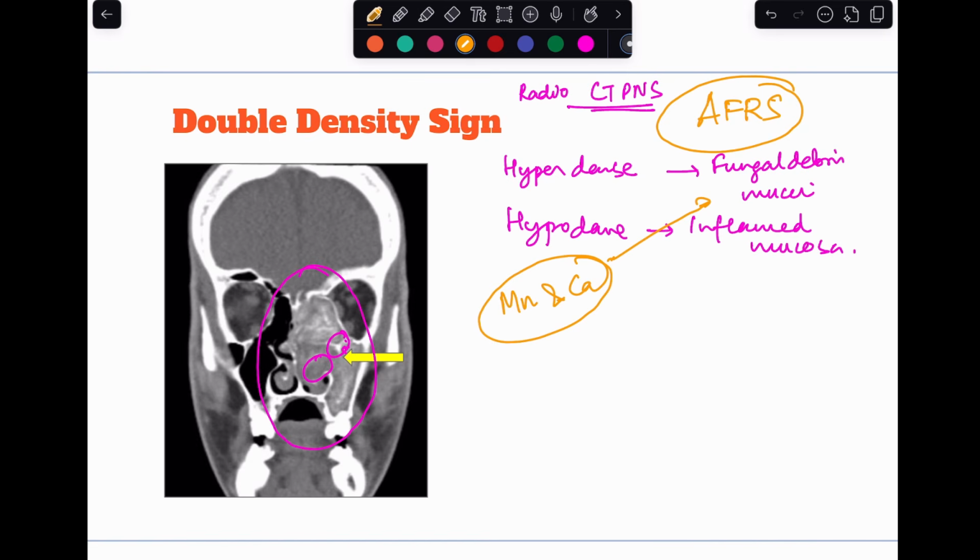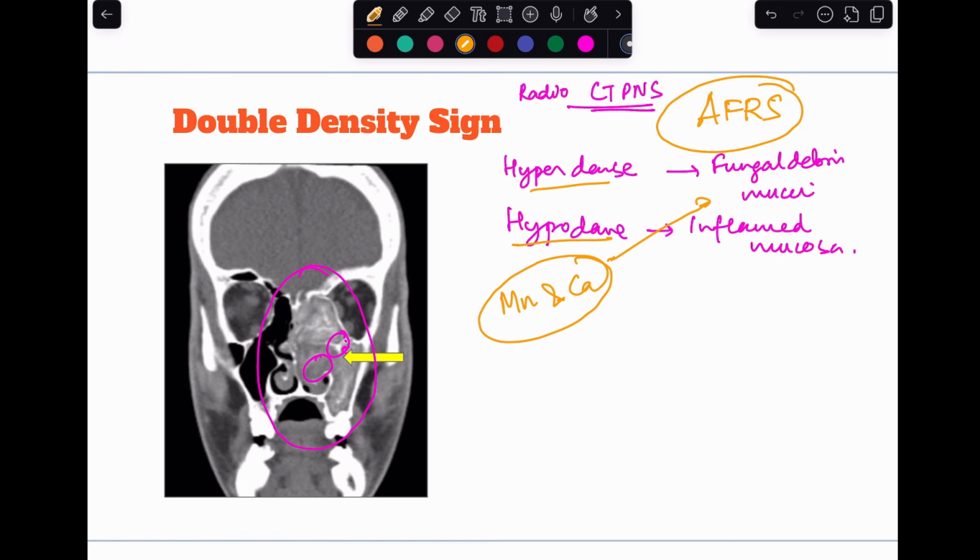The reason why this is called double density is because the sinus is showing two different attenuation levels. We have the hypodense soft tissue density in the sinus, and then we have the hyperdense fungal mucin concretions, which is happening because of manganese and calcium deposits. This is seen in case of allergic fungal rhinosinusitis.